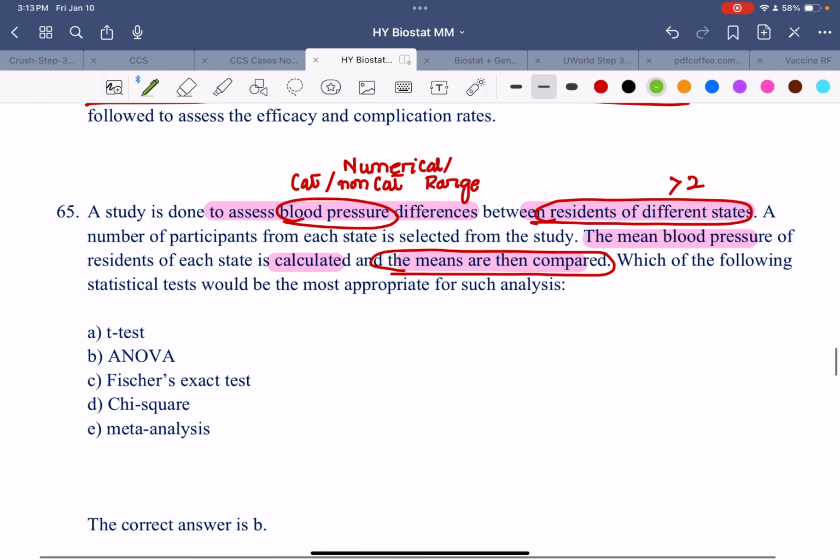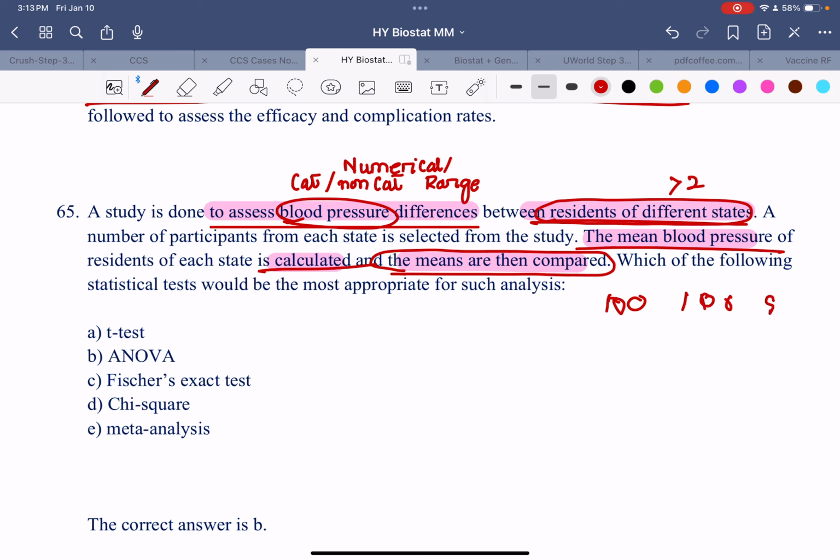Question number 65. A study is done to assess the blood pressure differences between the residents of different states. Again, they didn't state the number of states, so it's quite possible it's greater than 2, right? And we are just going to calculate the mean blood pressures of the residents. The blood pressures can be in a range: 100, 110, 120, 130, right? So there's a complete range.